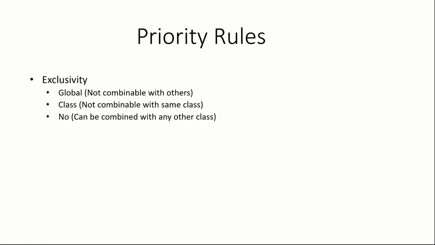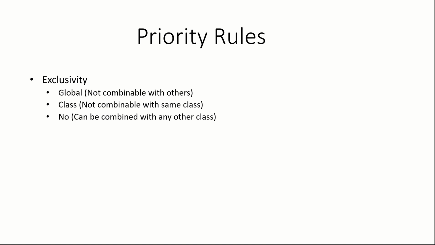Similarly, the class exclusivity of the promotion says that any other promotion of the same class cannot be combined with this promotion. So if we go with the first example again, our cart, which is eligible for product, order, and shipping level promotions, and we have already applied the product level promotion with exclusivity class, that means we will not be able to apply any other product level promotion on the cart. We can apply order and shipping level promotions, but not the product level.